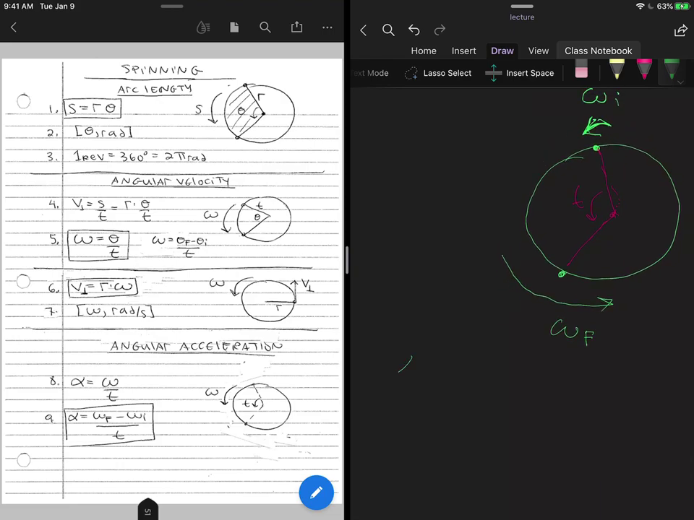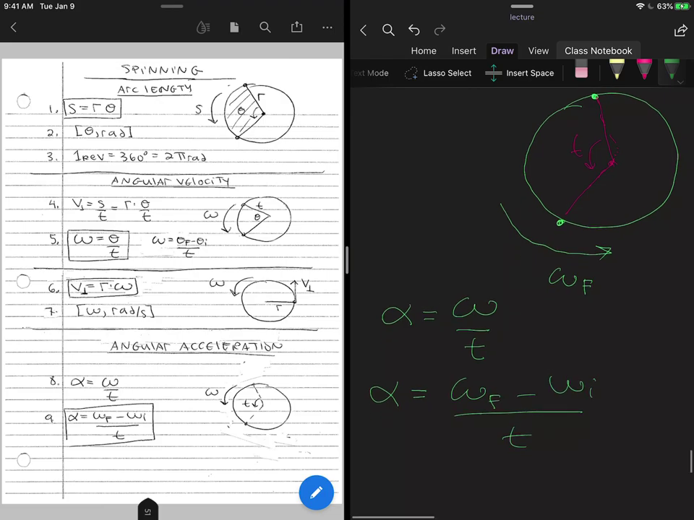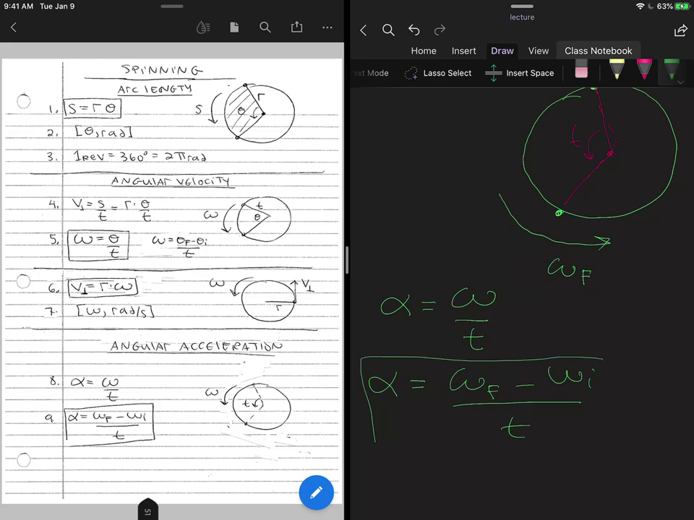So in the simplest case, we're going to call this the angular acceleration, and that's just going to be the angular velocity divided by time. But the more general case of the angular acceleration is how the angular velocity changes, so that's going to be the final angular velocity minus the initial angular velocity, divided by time. And this should have units of either degrees per second squared or radians per second squared.